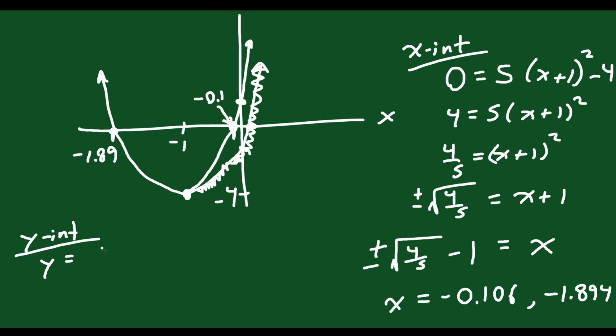So y equals 5 times (0 plus 1) squared minus 4. Again, you just set x to 0. 1 squared is 1, times 5 is 5, minus 4. That's equal to 1. So the y-intercept here is 1. Your graph is crossing the y-axis at the value of y equals 1. And that's all there is to it.